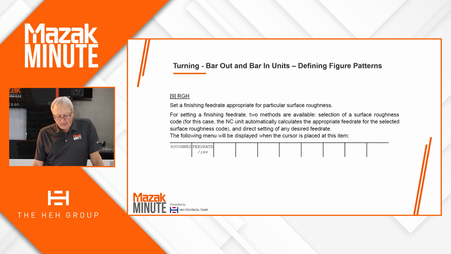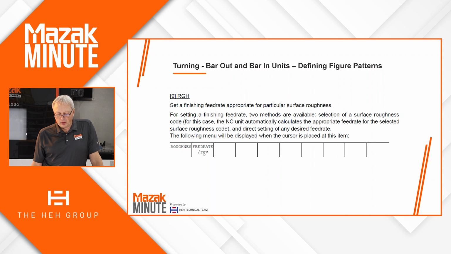The next item in the figure pattern is going to be the roughness. This is where I said earlier that if you had different micro finishes on different surfaces, we have the ability to change either the roughness or the feed rates. The roughness is a way to, Mazak has numbers 1 through 9 to identify from coarsest to finer finish, as well as you have the ability to use feed rate per rev.